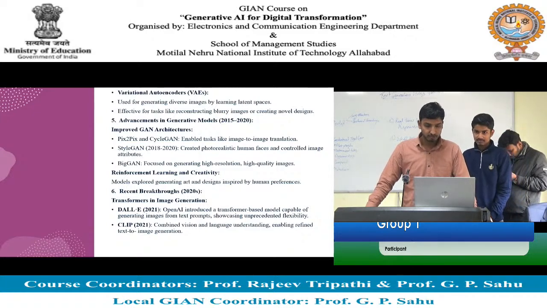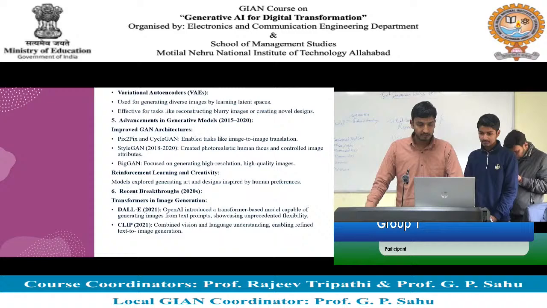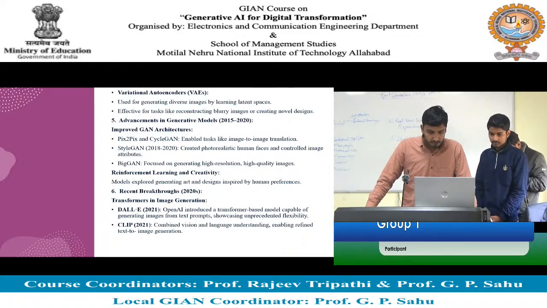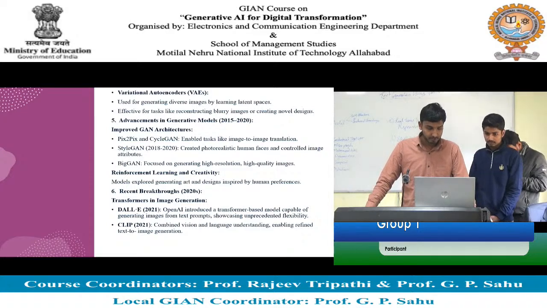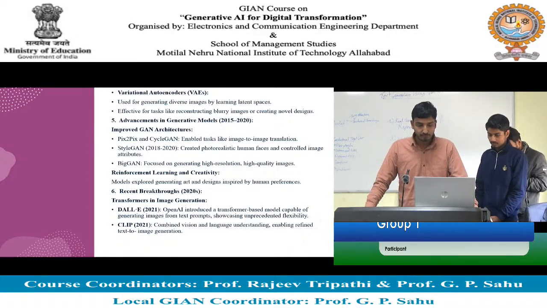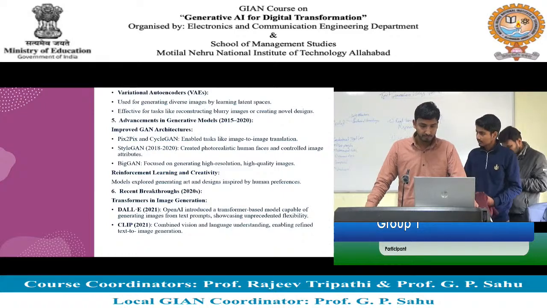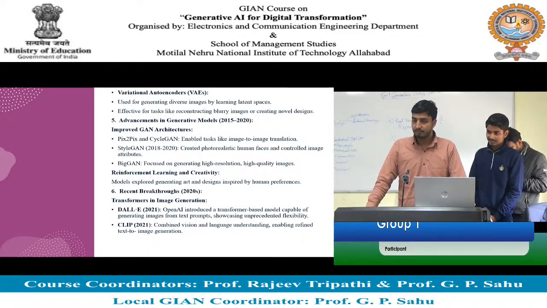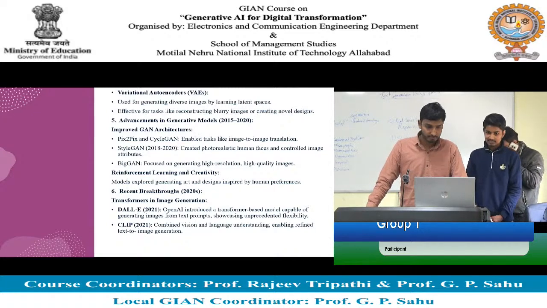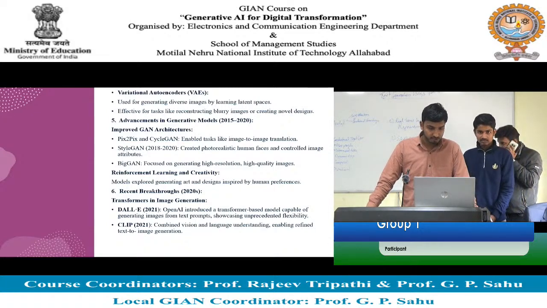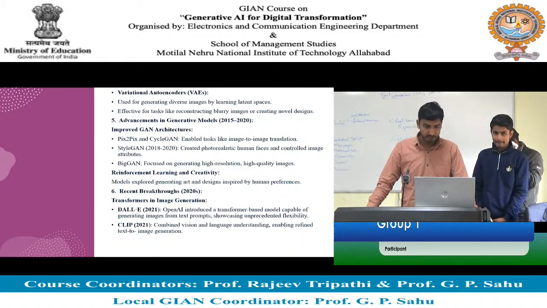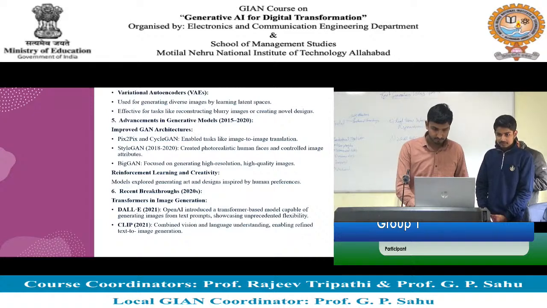The recent breakout was 2020's transformers in image generation. DALL-E by OpenAI was introduced, a transformer-based model capable of generating images from text prompts. It was the first time an image was being generated from text. There was CLIP in 2021, which combined vision and language understanding, enabling refined text-to-image generation.